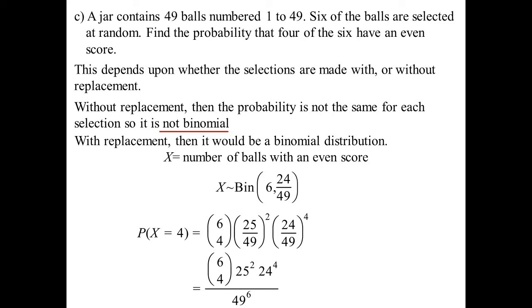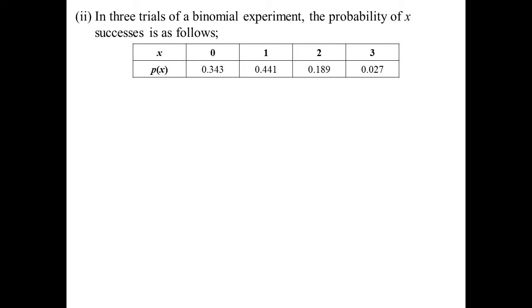The numbers are way too large to write as a fraction, so I'll approximate that to 4 decimal places, so 0.2247. Okay, part 2, example 2. So we know it's a binomial experiment, they're telling us that. The probability of X successes is as follows. So they've started the distribution table for us.